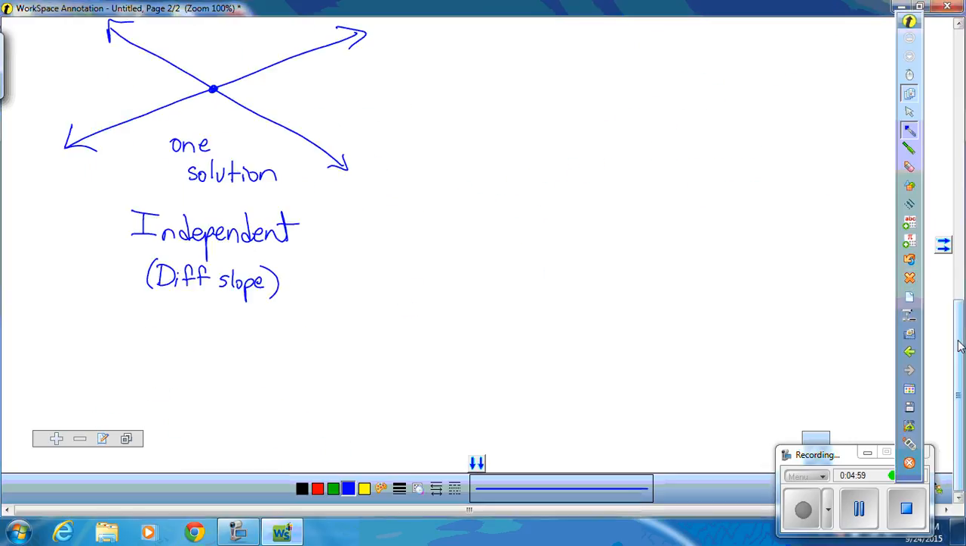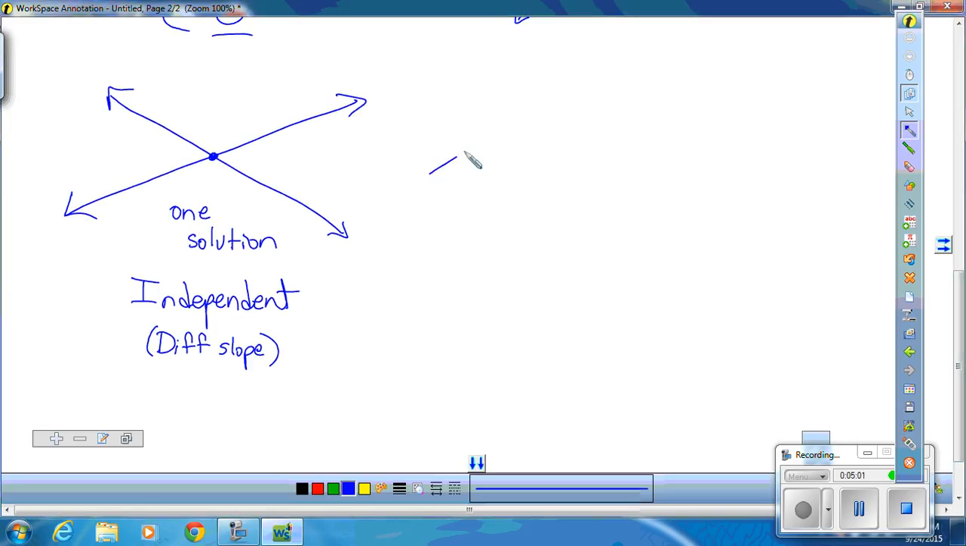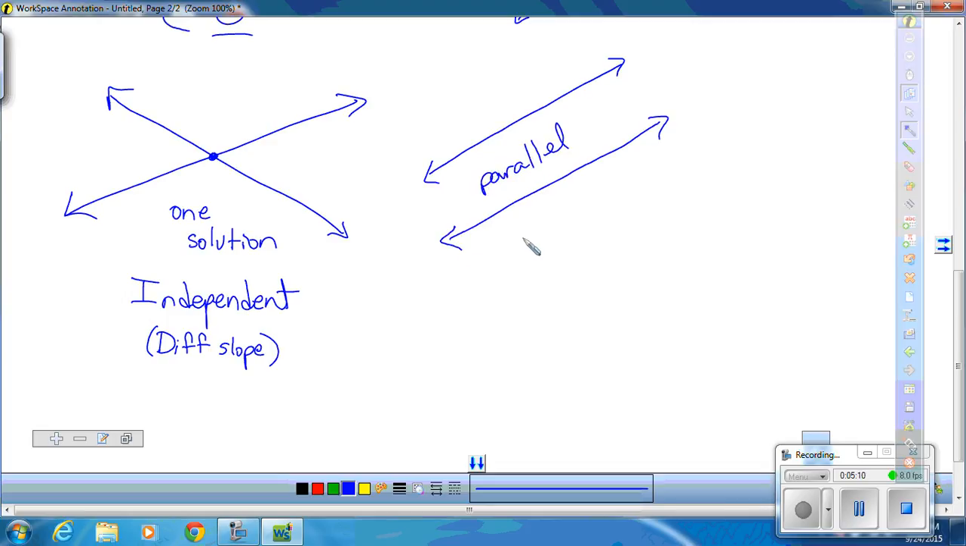Another situation, though, with lines, if you remember, you can have lines that are parallel to one another. And whenever lines are parallel, that means that they don't intersect. So they have no solution. There's not going to be a single point where these two lines ever touch one another. They just go off and they never touch.